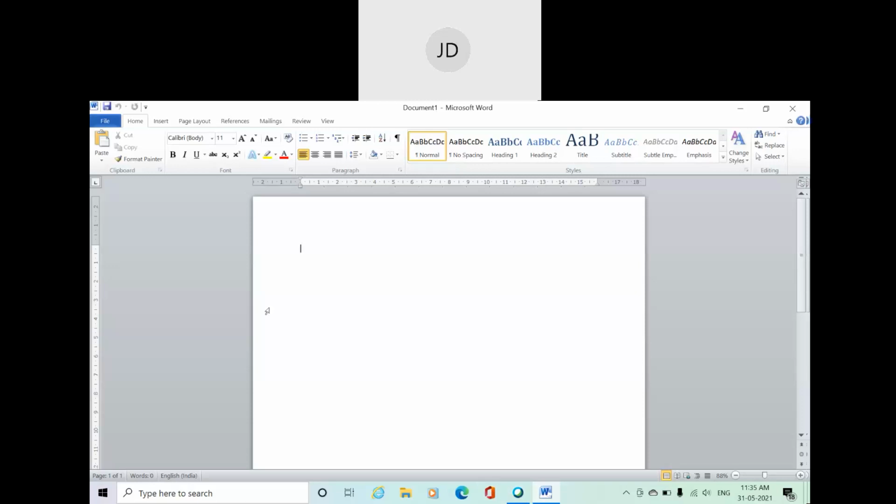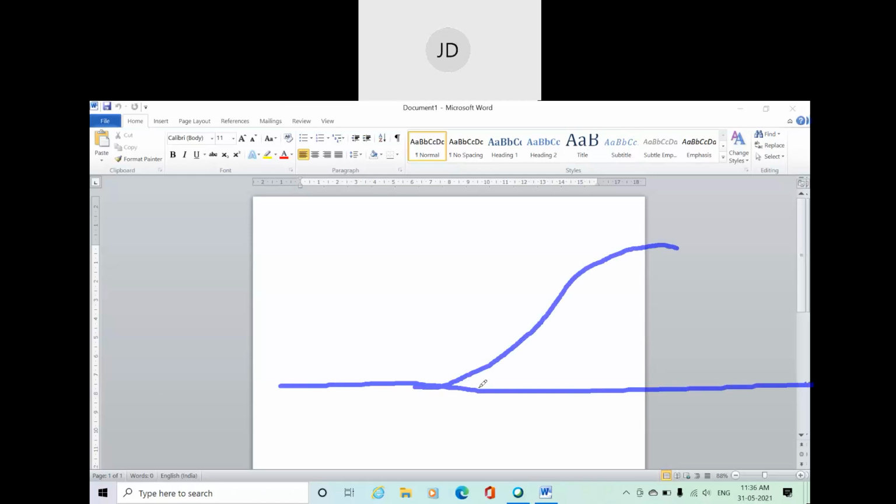Okay, so now suppose I'll again draw this a hill. Suppose this is a hill, okay. Now suppose again I'm showing you, just imagine this is a horizontal natural ground surface, okay.